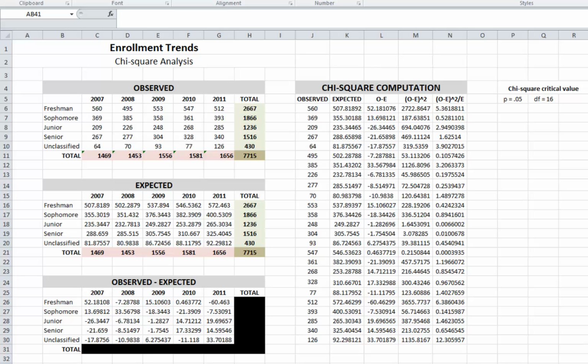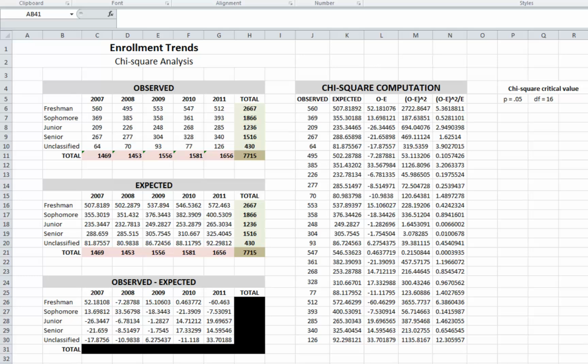Okay, and there we are. Again, I could have just dragged the top cell across like I did it down. It wouldn't have made a bit of a difference, but I just did it that way to make sure that everything matched up. So if we look at our middle column in our chi-square computation, our O minus E, we should see the same numbers.